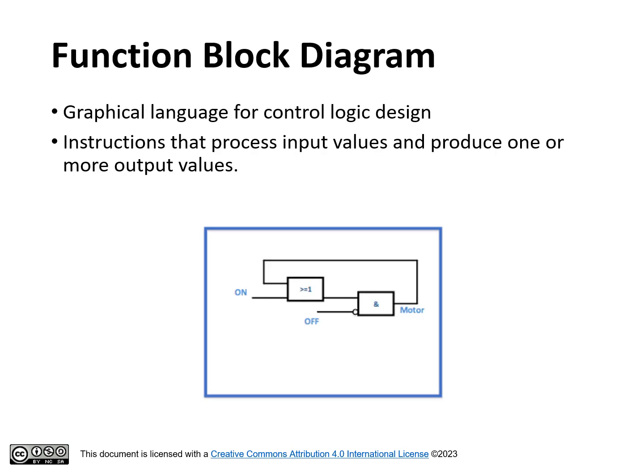Function block diagram, FBD, is a graphical language for control logic design that describes the set of instructions that processes the input values and produces one or more output values. FBDs can be cascaded, i.e., the output of one block can be connected as the input to another block. A simple implementation of a seal-in motor control logic system as an FBD is shown in the figure.